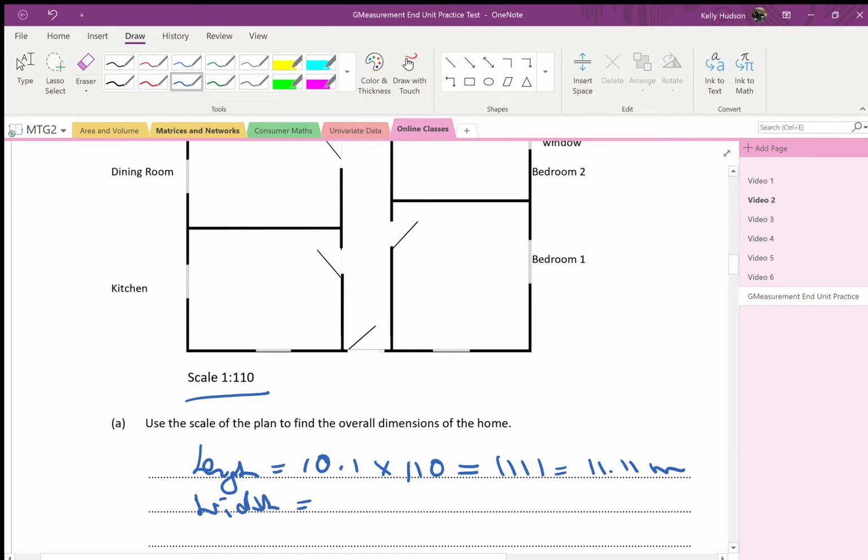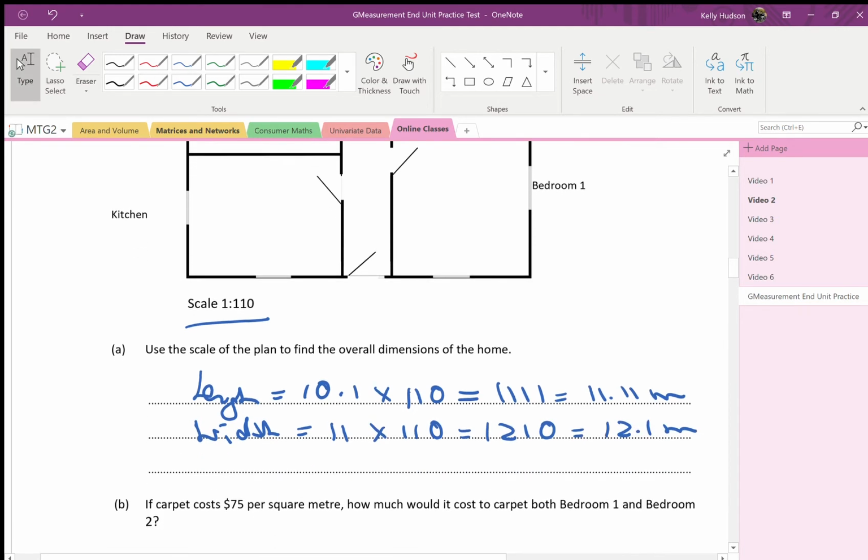So my width, I measured that to be equal to approximately 11 centimetres. So I've got 11. I multiply that by 110, my scale factor, and that equals 1210. And then I'm going to divide that by 100, and I get 12.1 metres. So these are only approximate measurements. If you get something close to that, then that's perfectly okay.